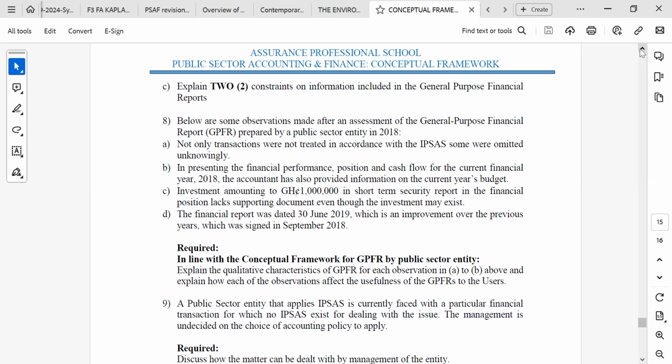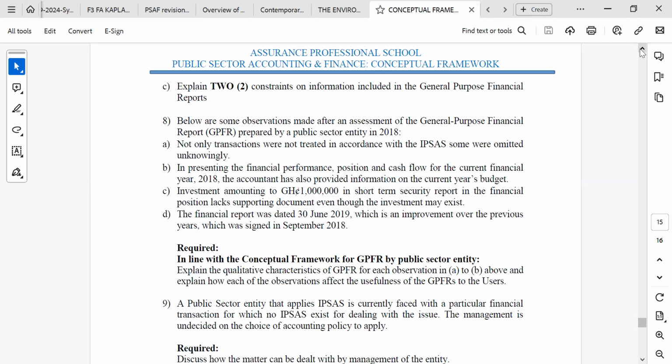Okay. Below are some observations made after an assessment of the general purpose financial reports prepared by a public sector entity in 2018. Not only were transactions not treated in accordance with the IPSAS, some were omitted unknowingly. In presenting the financial performance, position, and cash flow for the current financial year, 2018, the accountant has also provided information on the current year's budget. C. Investment amounting to 1 million Ghana cedis in short-term security. The short-term security reported in the financial position lacks supporting documents, even though the investment may exist. D. The financial report was dated 30th June 2019, which is an improvement over the previous years, which was signed in September 2018.